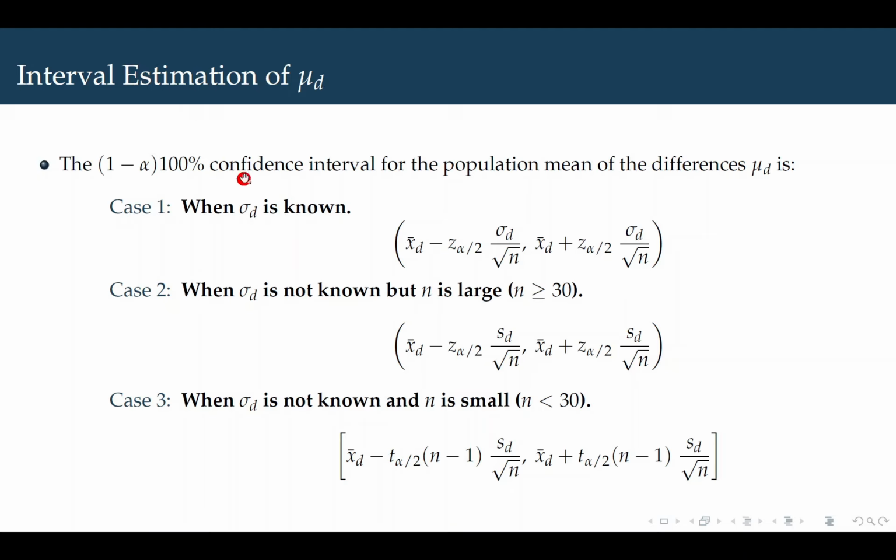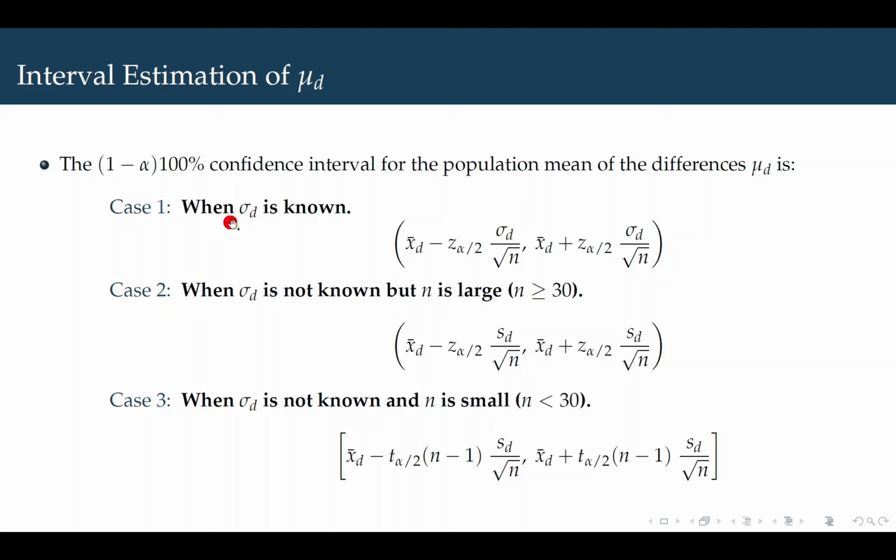Therefore, when you say confidence interval, it is nothing but the construction of an interval on either side of the point estimate. So here we have the population mean of the differences. The point estimate for the population mean of the differences is nothing but the sample mean of the differences. Then considering this as a center, we need to construct an interval by subtracting a certain value, which is called the margin of error, and by adding that value, which is actually the margin of error.